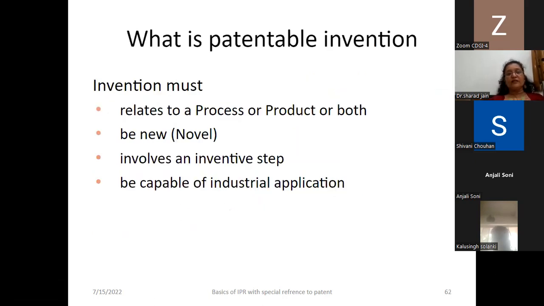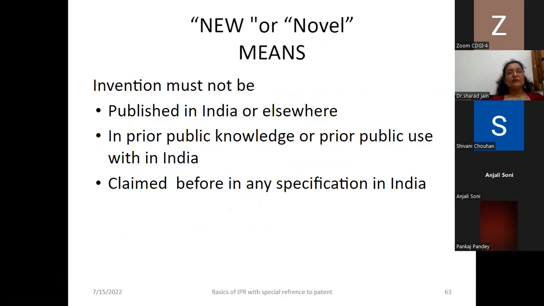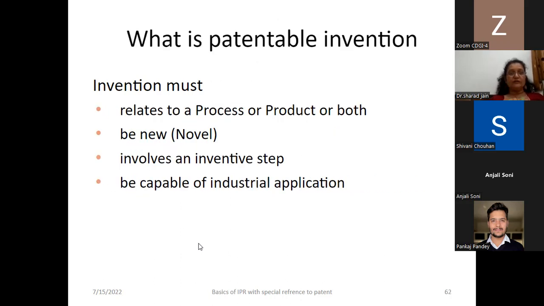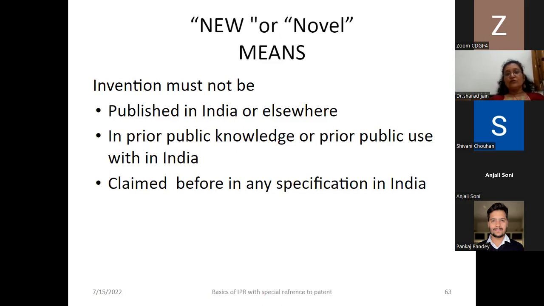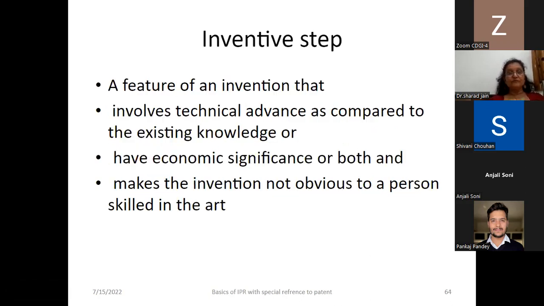For a patent, the invention must be related to a process or product, or both, should be new, have novelty, involve an inventive step, and be capable of industrial application. So what is the meaning of innovativeness, or novelty? It should not be published in India or elsewhere, nor be in prior publication or prior public use within India, and must not have been claimed before in any specification in India. I'm talking mainly about Indian patents.